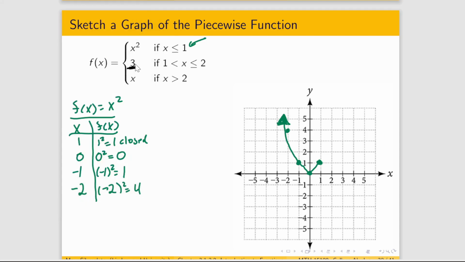For the next part, we just have an output of 3, and don't get thrown off by that. That literally means every x value you plug in, output 3. And I'm going to make a similar x and f of x table.